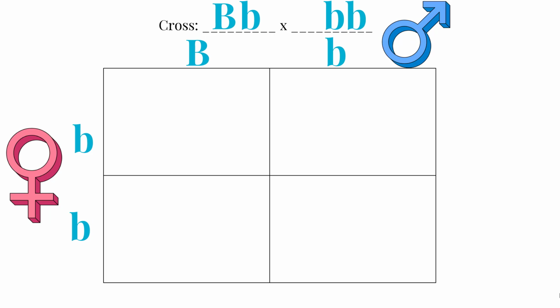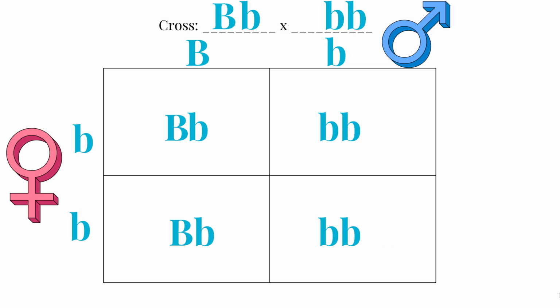Now let's figure out what's going to happen with our offspring. We can start by filling in the box at the top left. We would pull the big B down from the top and the little b from the side, so in the first box I have big B, little b. The uppercase letter should be written first, and this represents a heterozygous individual who would have brown eyes because brown eyes are dominant to blue. The box at the top right would say little b, little b. At the bottom left, we would get big B, little b. And at the bottom right is little b, little b.